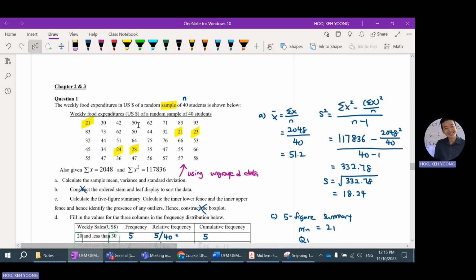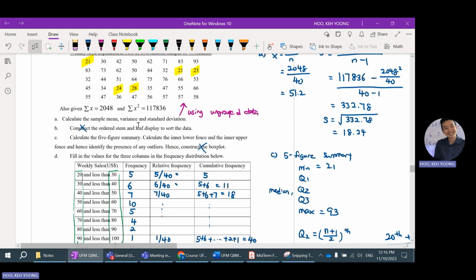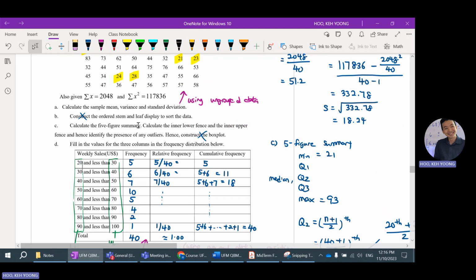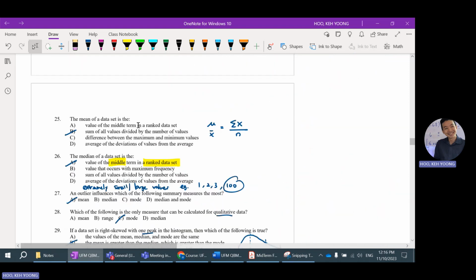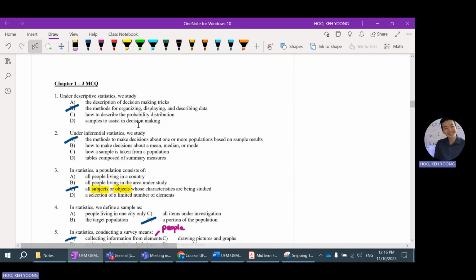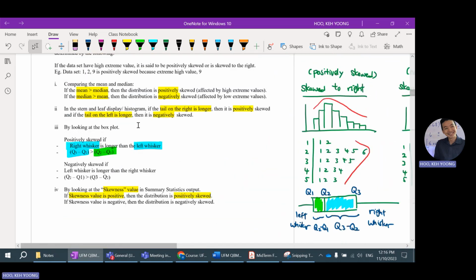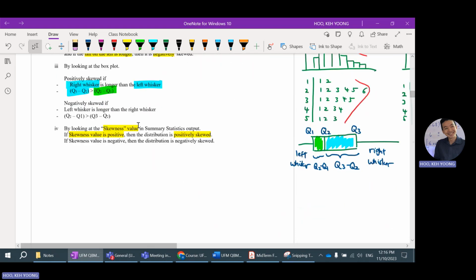If it happens in real data, what do you do? You justify your answers, saying using this method it is skewed to the right, using this it is skewed to the left. Because there are four methods here, you look at which way the majority of the methods say it is skewed. If three out of four say it is skewed to the right, then your conclusion will be skewed to the right, based on the majority.